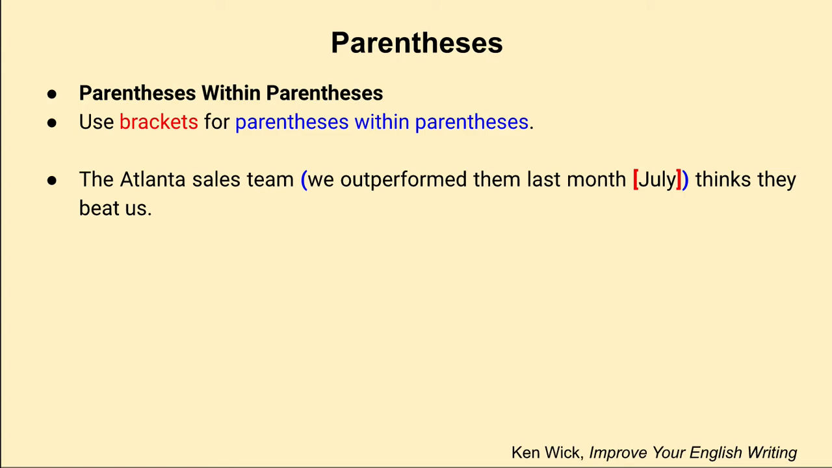So here's an example: the Atlanta sales team, and then someone decided to put a parenthetical comment in the middle of a sentence: we outperformed them last month. The Atlanta sales team thinks they beat us, but you have this mid-sentence parenthetical comment: we outperformed them last month. And then maybe someone doesn't know what last month was, because maybe this is a quote from months ago. Someone decided to put inside the parentheses July, meaning the month they were referring to. And since this is parentheses inside parentheses, you would place July in brackets.